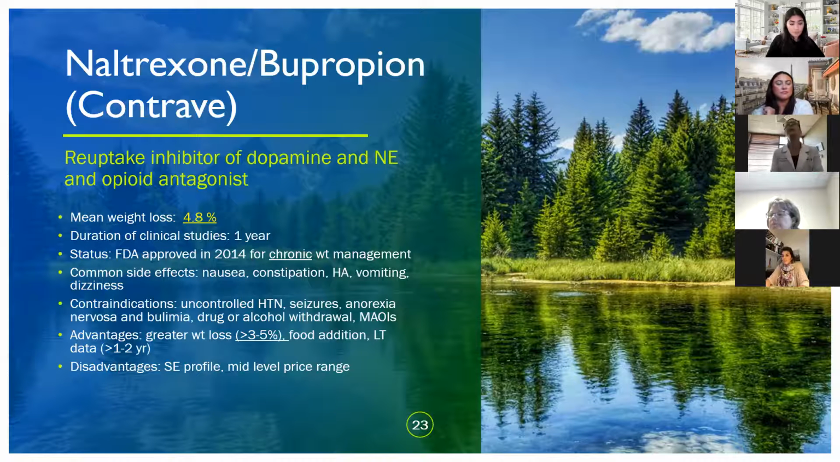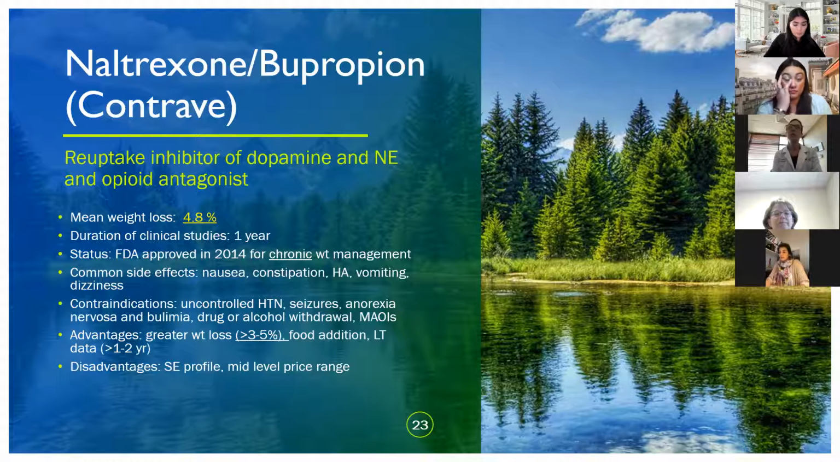Naltrexone or bupropion, or Contrave, is a reuptake inhibitor of dopamine and norepinephrine, and it's an opioid antagonist. The mean weight loss is about 4.8%. It is for chronic weight management. You have to also be careful with this one with uncontrolled hypertension, seizures, drug or alcohol withdrawal. You would not want to use it in those types of conditions. Common side effects though, nausea, constipation, headache, vomiting, and dizziness.